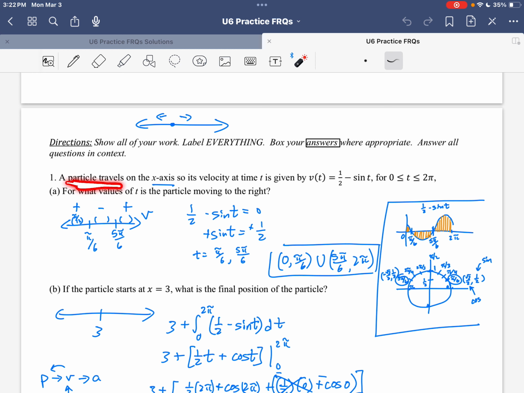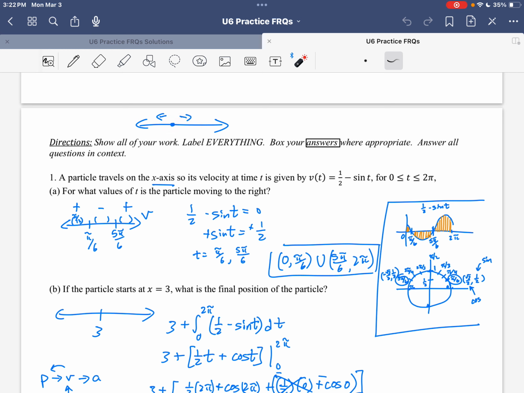So this is a particle problem traveling on an x-axis. This is our velocity function, given only when t is between 0 and 2 pi. Okay, so here's what's going on here. We have a particle going back and forth on a horizontal line. So we have going right or we're going left. The particle is going this way, then it goes that way, and then it goes that way even farther.